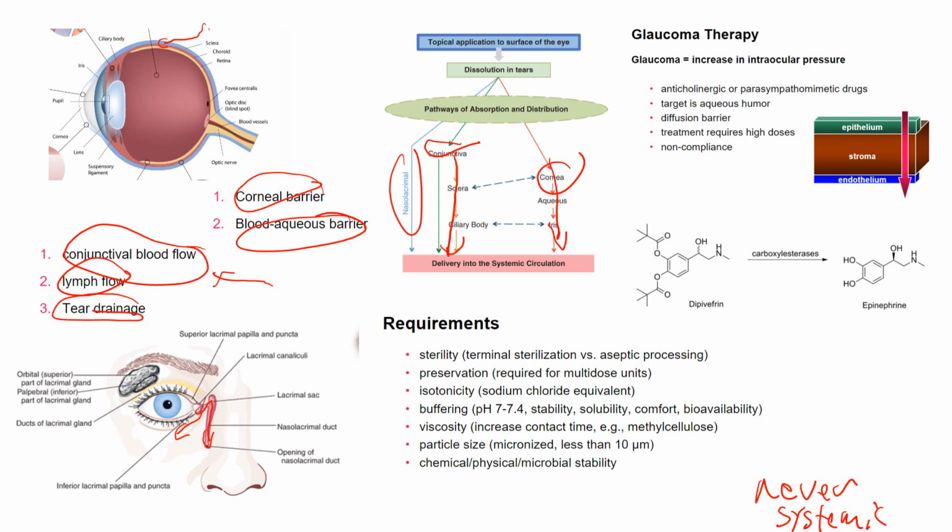Eye products are really strictly regulated in what they're able to do. So one thing is they must be sterile. There's two types: terminal sterilization versus aseptic processing. Terminal sterilization would be like you heat the drug up in a really hot oven to kill any bacteria after you've made it. Terminal meaning at the end.